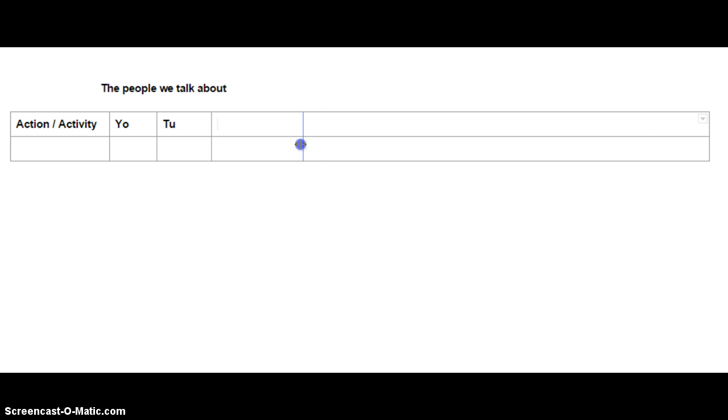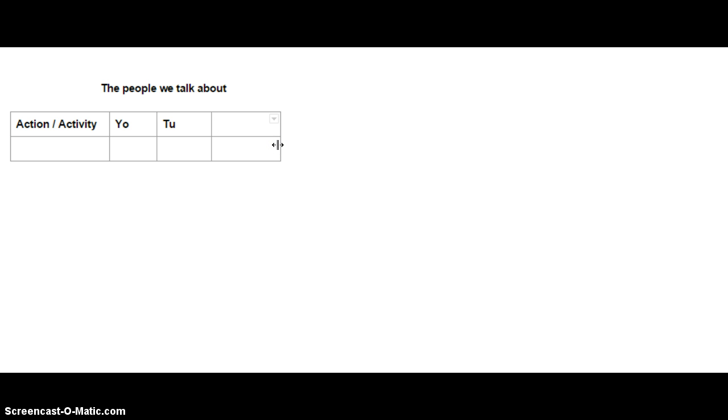And now I say to them, okay, well, now we need to talk about other people, because we don't always talk about ourselves, and we don't always just talk about our partners in the conversation. We also need to be able to talk about other people. So, for example, who is an important person in your life? And a friend or a family member is something that I might add to clarify that.